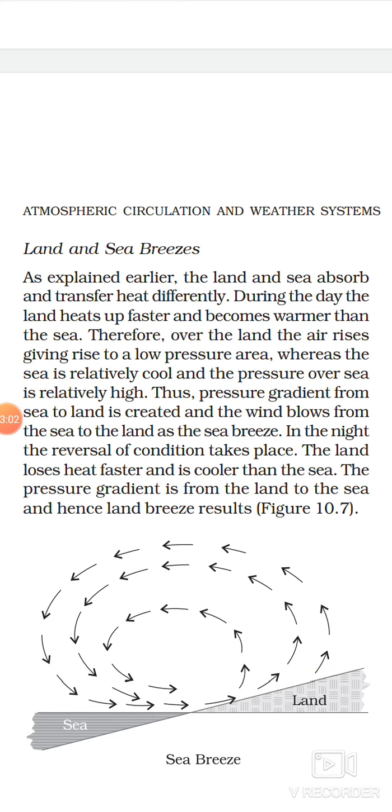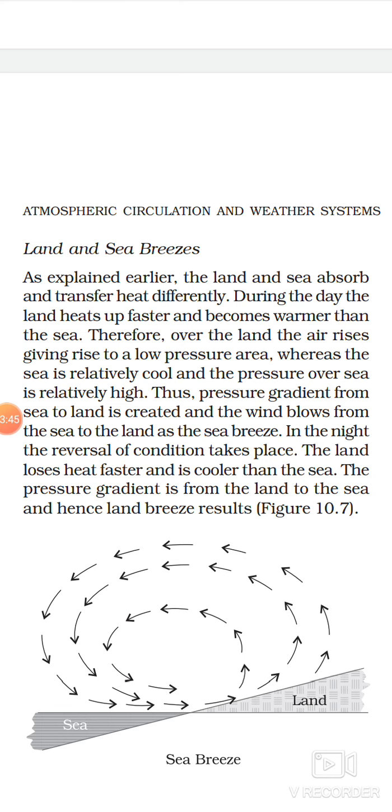So a high pressure would be created over the landmass, and this time the air will be trying to follow a path from land to the sea, that is, from a high pressure area to a low pressure area. This phenomenon is called the land breeze, when the wind follows the path from land to the sea because of the creation of a high pressure belt over the landmass and a low pressure belt over the sea.